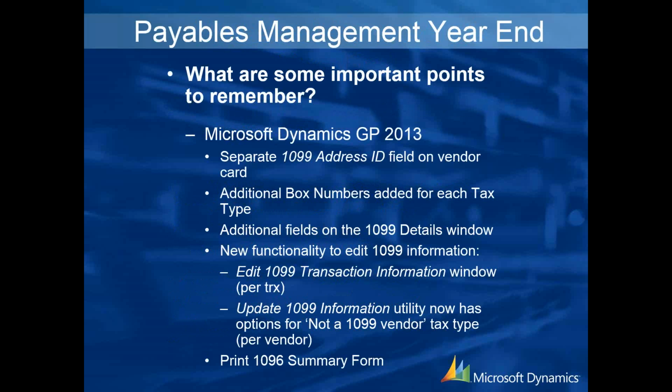You can edit the transaction information window per transaction. And then there's an update 1099 information utility that has options for not a 1099 vendor tax type. Print 1096 summary form. That's a nice new feature with GP 2013. So I guess if you're on GP 2010 and you don't have these features and you'd like to get on 2013, now's probably a good idea to update to the latest, not only service packs, but the latest version.